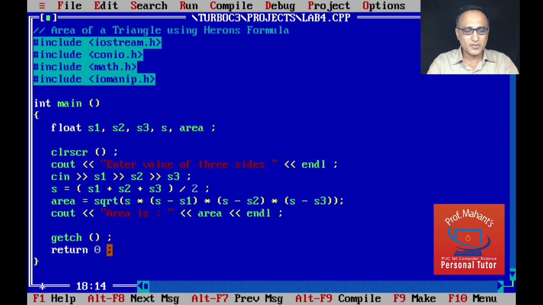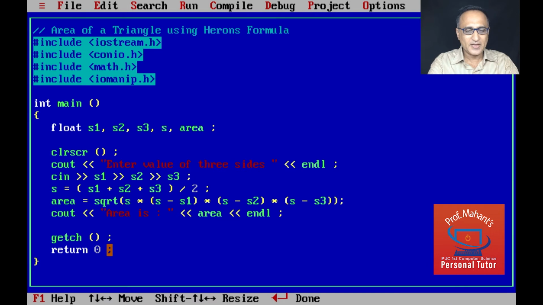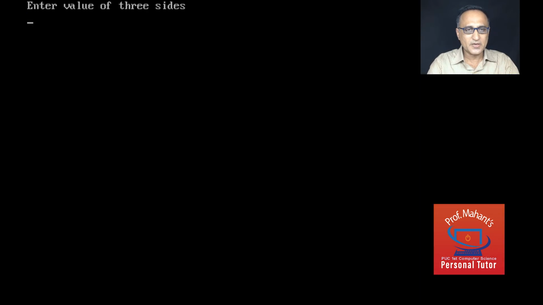Now I should be able to run this program by pressing Ctrl F9. So, enter the value of three sides. Here I need to make sure that I enter valid sides. If you enter side values in such a way that the sum of any two sides is not greater than the third side, you will not get the correct value, because a valid triangle is one in which the sum of any two sides is greater than the third side.